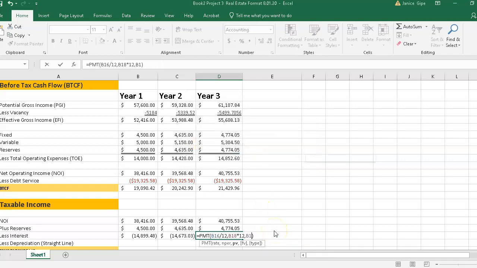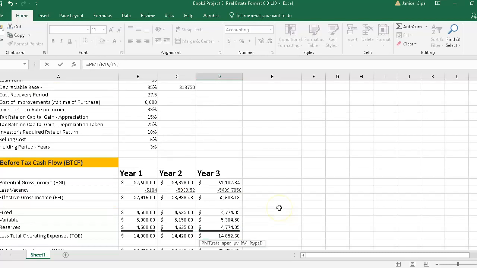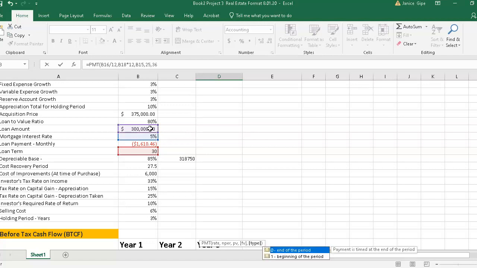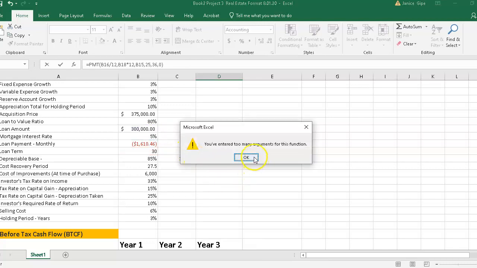okay, we're going to try that again. So the payment, the rate, and then we need to, that was B16 divided by, okay, now we need to use the term times 12, and then the present value, and this was the 25th through the 36th.